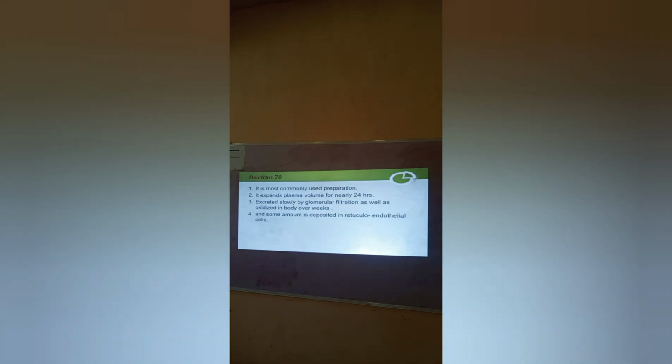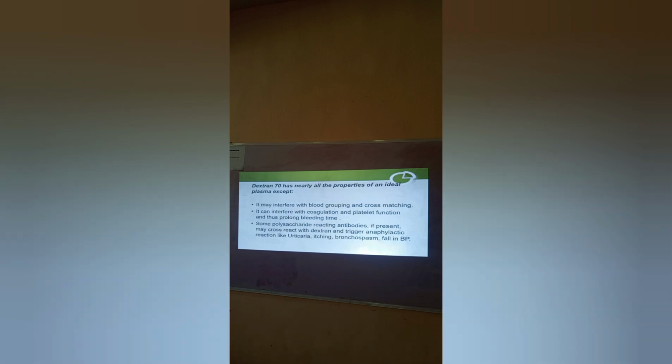Talking about dextran 70, it is the most commonly used preparation. Why? Because the molecular weight is 70,000 daltons, so it shows a high pharmacodynamic effect. It expands plasma volume for nearly 24 hours. That means we can have the effect of dextran 70 for a duration of 24 hours. It is excreted slowly by glomerular filtration as well as oxidized in the body. Some amount is deposited in the reticuloendothelial cells for breakdown and metabolism.